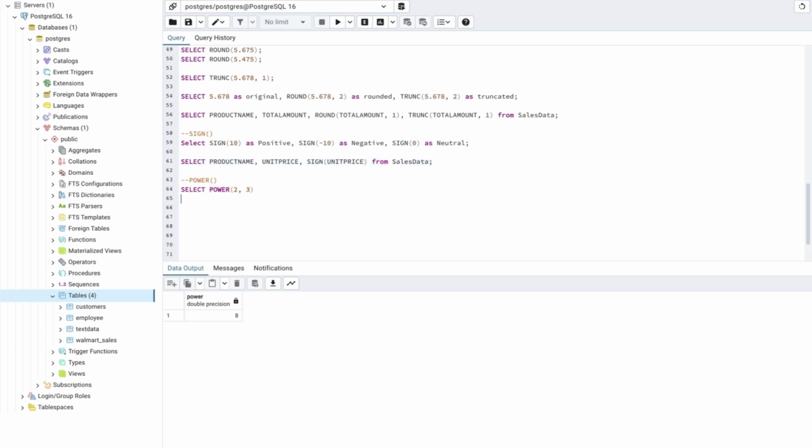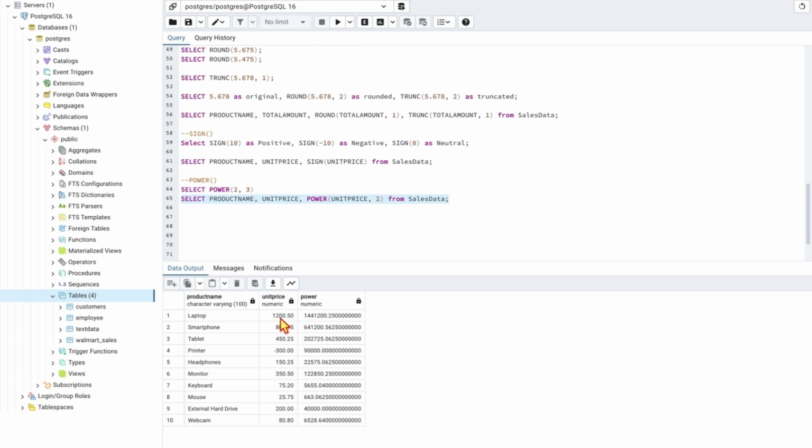If we apply the same on the table, power of unit price, comma, 2. Let's do this. See, unit price is this, 1200 square, 800.75 into 800.75. These are the exponential values that we are seeing in the last column. That's how power works. Let's switch to square root.